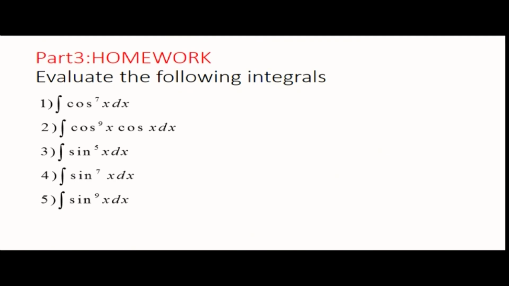Number one, you have the integral of cosine^7 x dx. Then the integral of cosine 9x times cosine x dx. Then the integral of sine^5 x dx, then sine^7 x dx, and the last is the integral of sine^9 x dx.